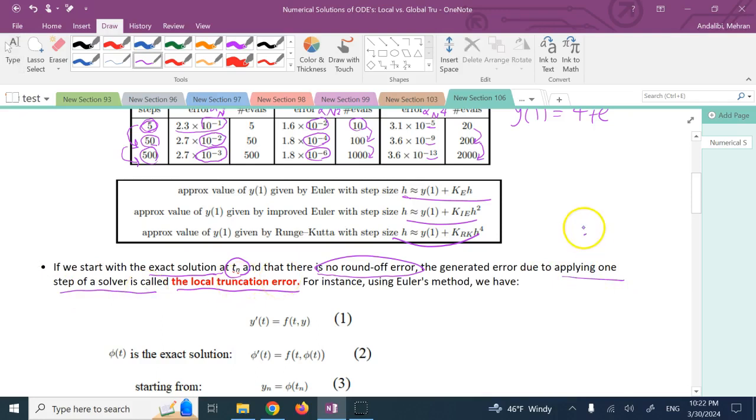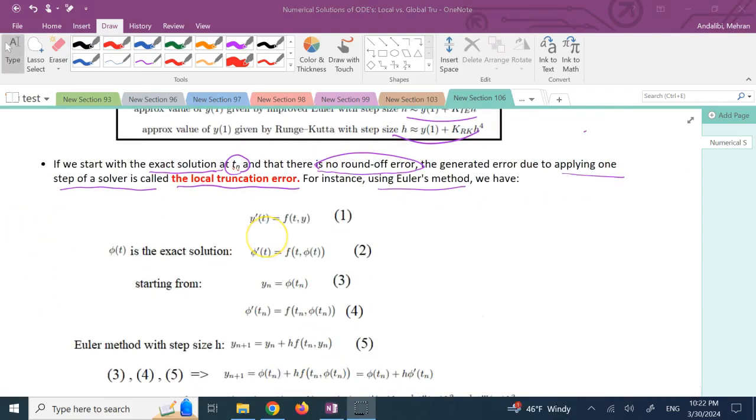For instance, if we go back and look at the simple or one-step Euler method, what do we have? Let's say the equation we want to solve is y prime equals f of t and y, a first order ODE, and let's say the exact solution, we call it phi of t. If phi of t is the exact solution, then phi prime of t is clearly f of t and phi, right? So if you plug it into the equation, it will hold, right? And again, let's say at t equal tn, we know the exact solution, so the value we pick, yn, is phi at tn, okay?